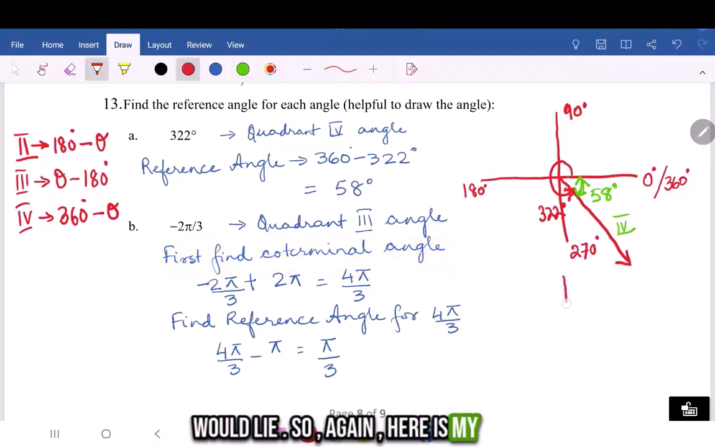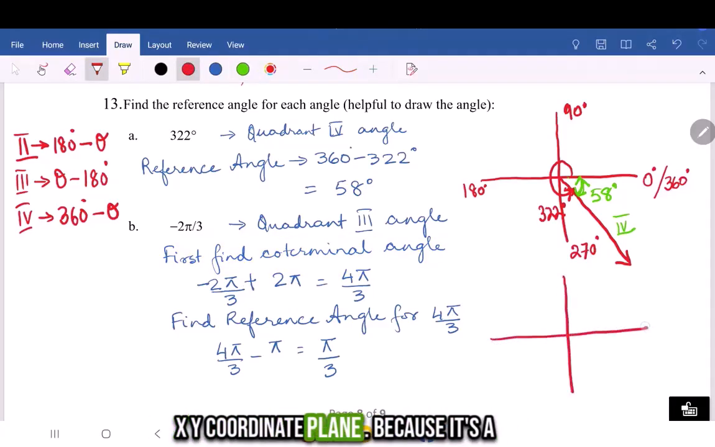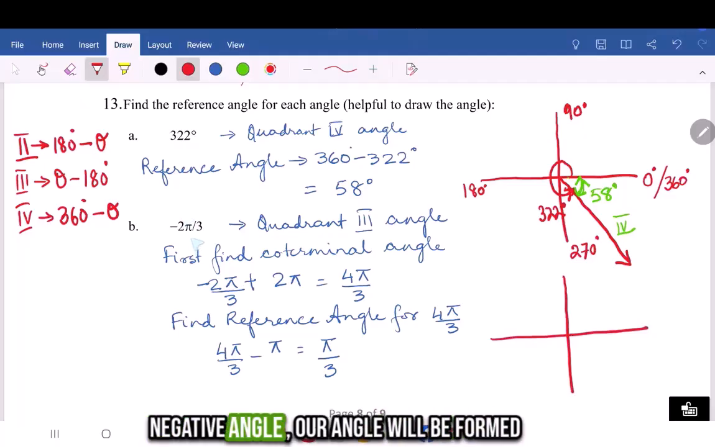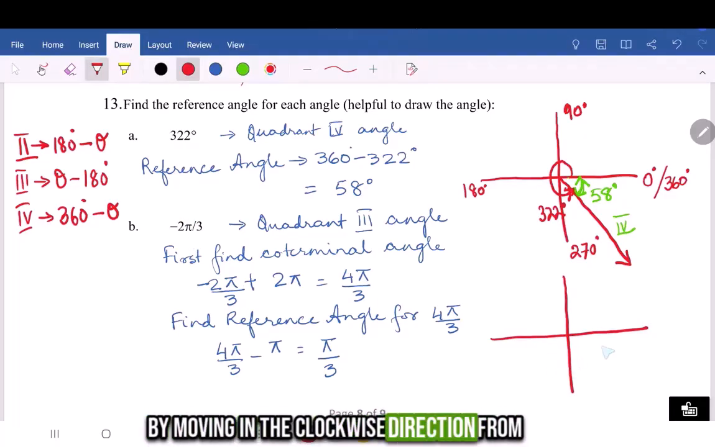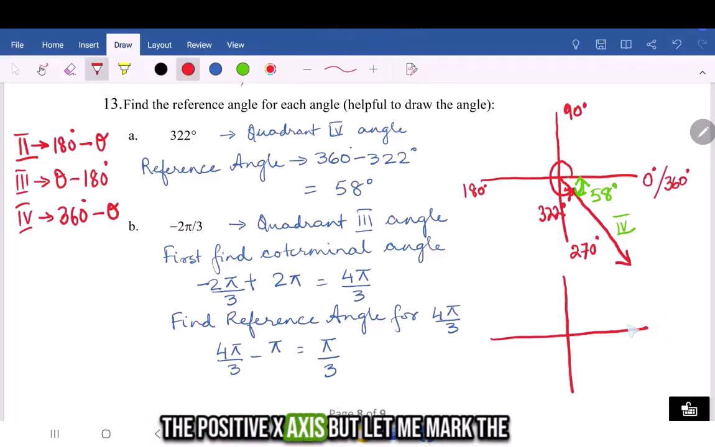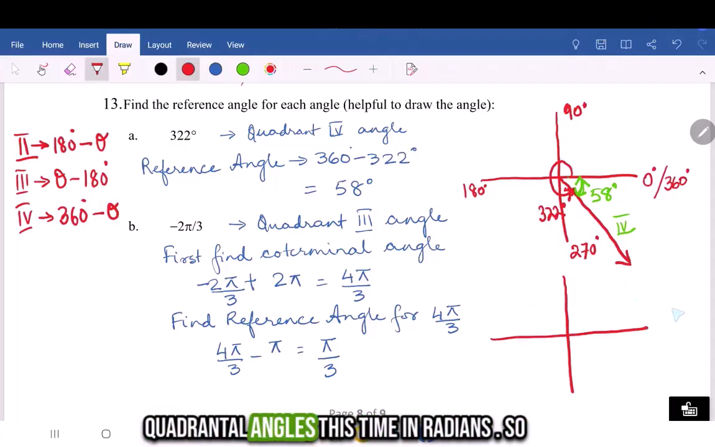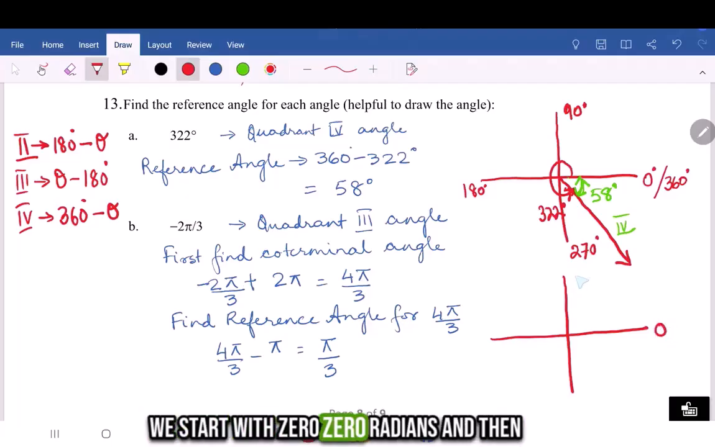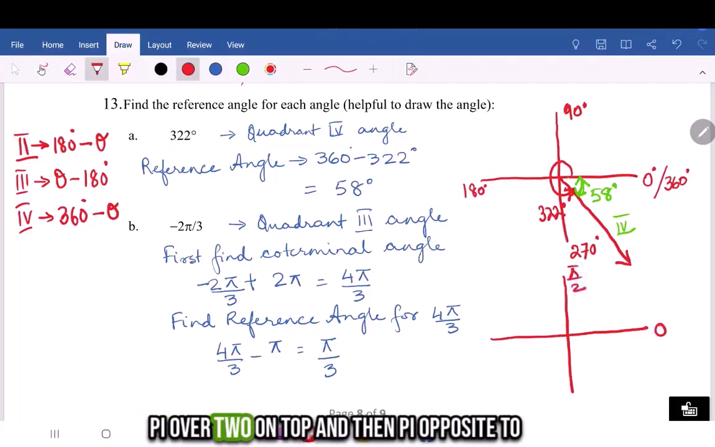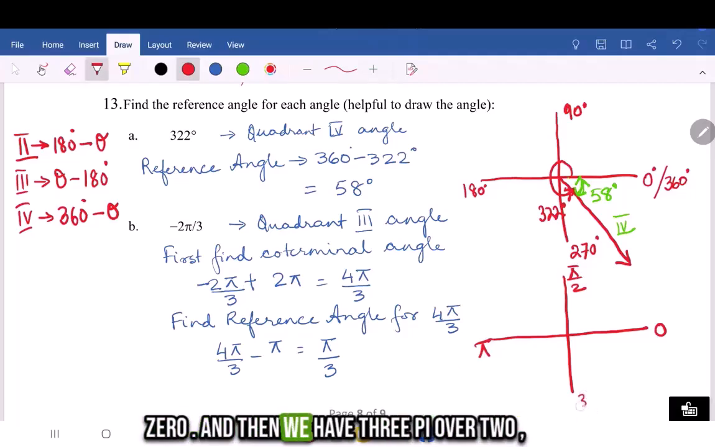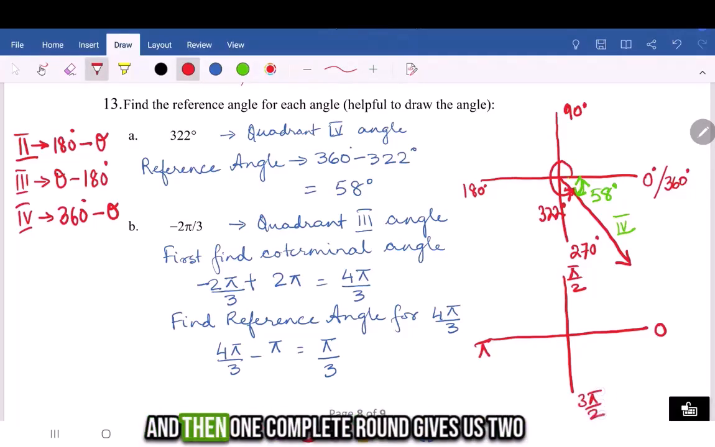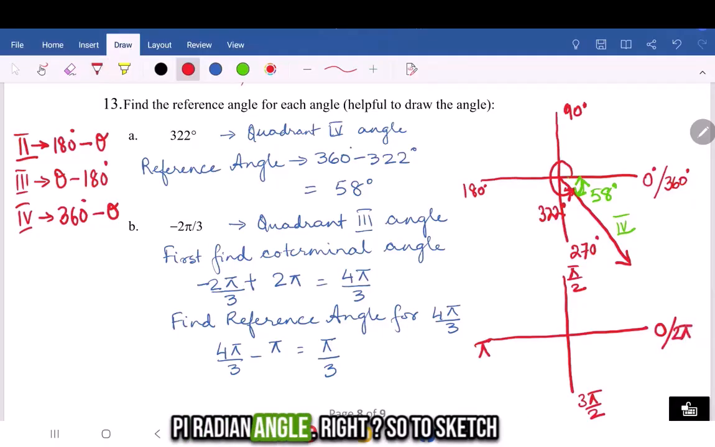So again, here's my XY coordinate plane. Because it's a negative angle, our angle will be formed by moving in the clockwise direction from the positive x-axis. But let me mark the quadrantal angles this time in radians. So we start with 0 radians, and then pi over 2 on top, and then pi opposite to 0. And then we have 3 pi over 2, and then one complete round gives us 2 pi radian angle, right?